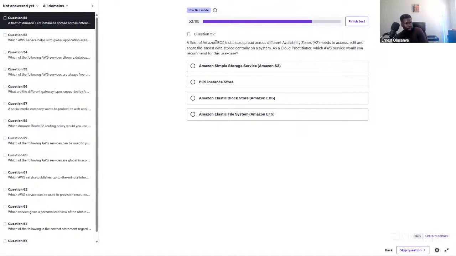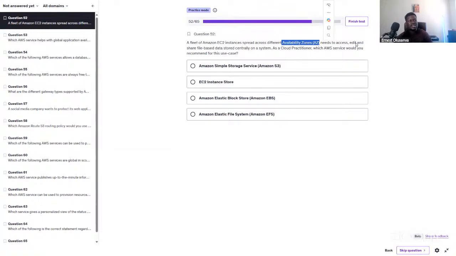A fleet of, now, clue again, it starts with a fleet of Amazon EC2 instances. So they're asking if you understand that we're not dealing with just one instance, but multiple instances. So a fleet of Amazon EC2 instances spread across different availability zones. So they're all in different availability zones.